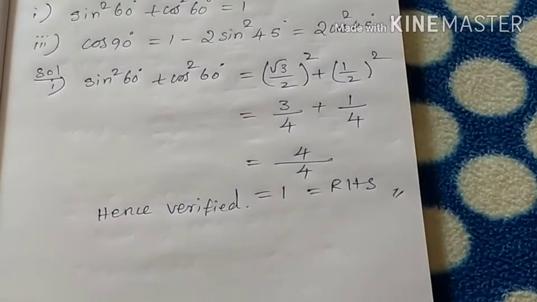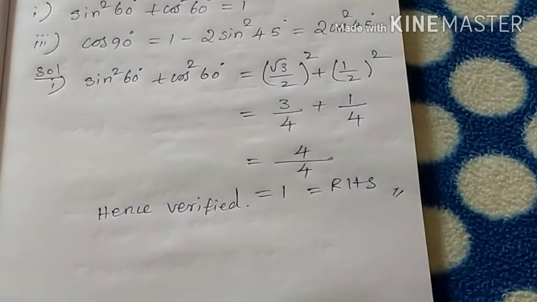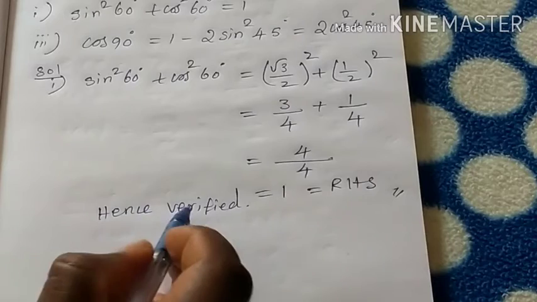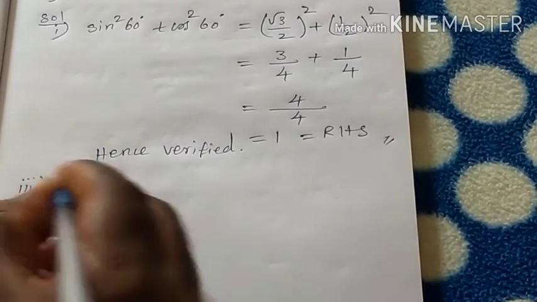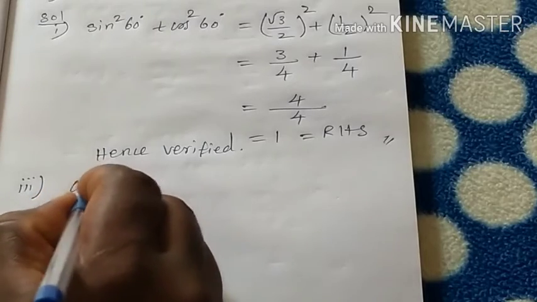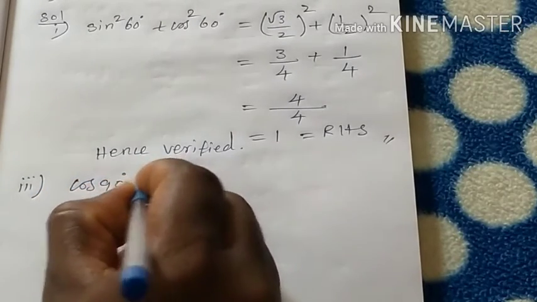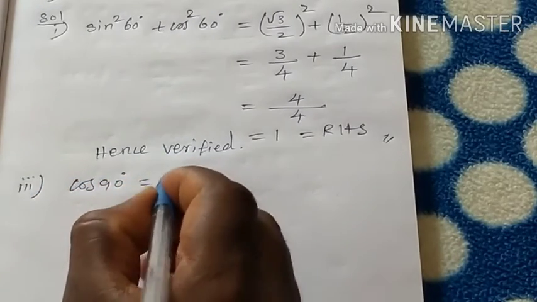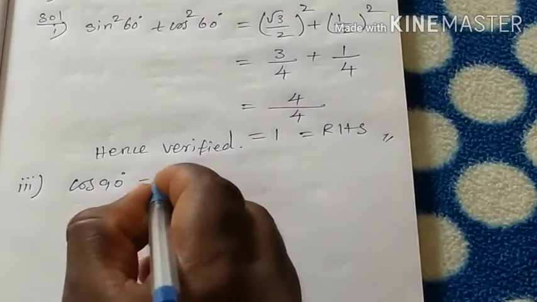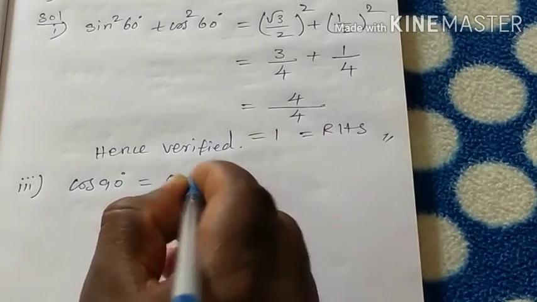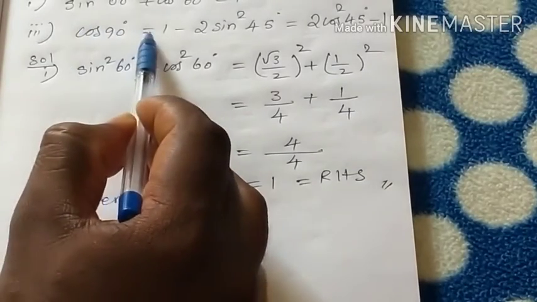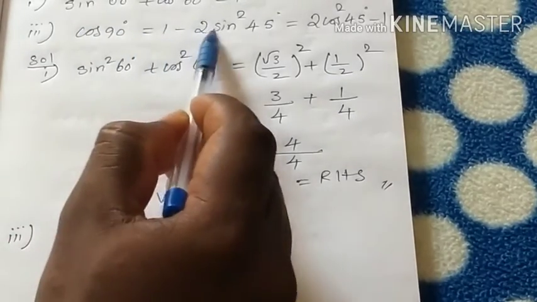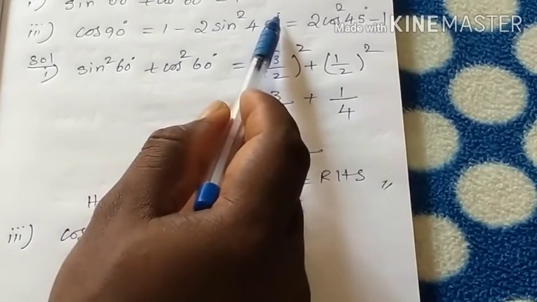Hence verified. Have you understood? Okay. In the same manner, the second subdivision is your homework. Then the third subdivision, LHS side is cos 90 degree. What is the cos 90 degree value? The cos 90 degree value is 0. Okay. Then this is the third subdivision, cos 90 degree equal to 1 minus 2 sin square 45 degree.